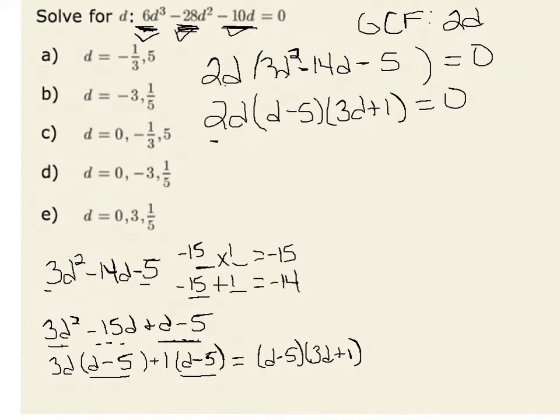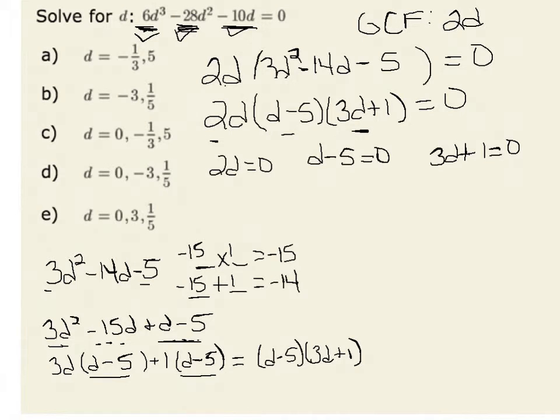I will notice that I have three terms being multiplied together to give me 0, which means one of those terms has to be equal to 0. So either 2d is equal to 0, or d minus 5 is equal to 0, or 3d plus 1 is equal to 0. Solving each one of those equations is going to tell me my solution for d.